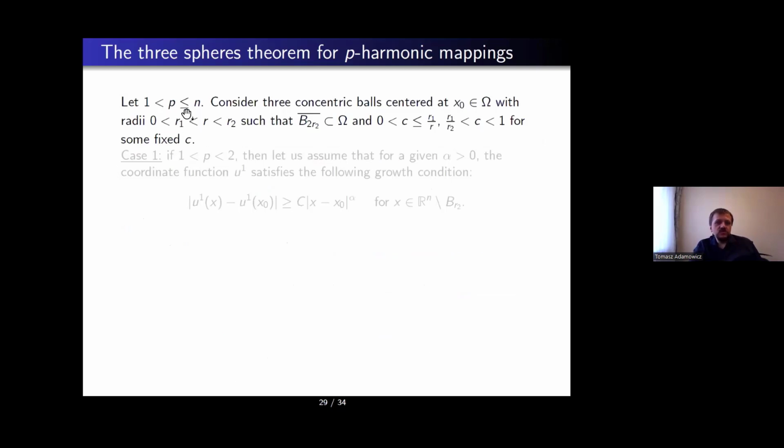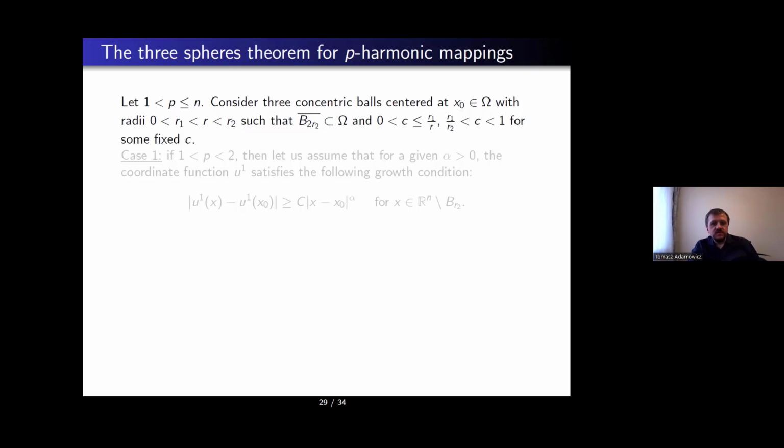First, suppose that P is between 1 and n, and consider three concentric balls such that the largest of it is enough far away from the boundary of a given domain, and also that radii of balls are in a sense comparable. So we would like to avoid situations that, for example, two spheres are close to each other and the third one remains in a further distance from the previous two.